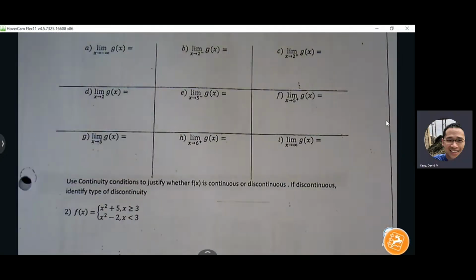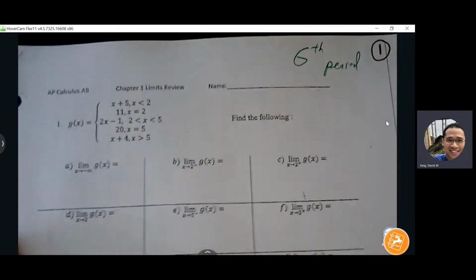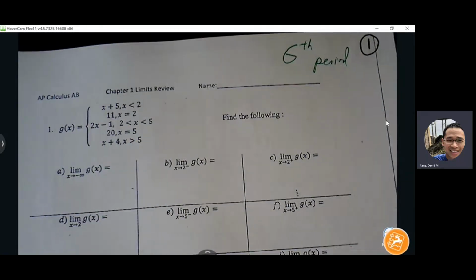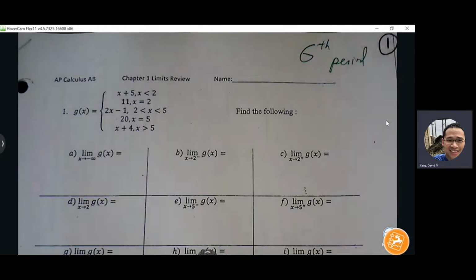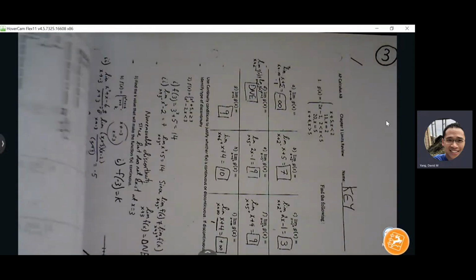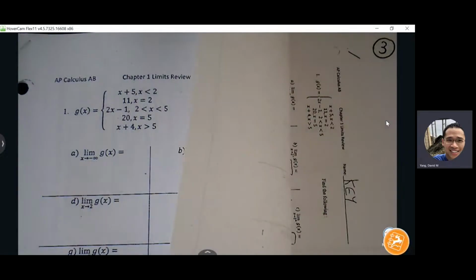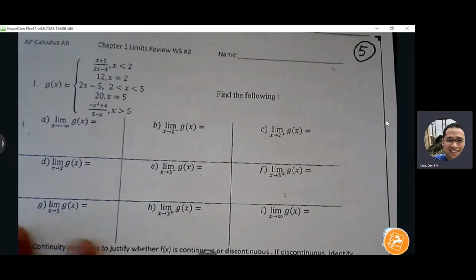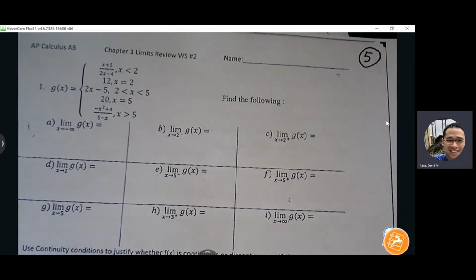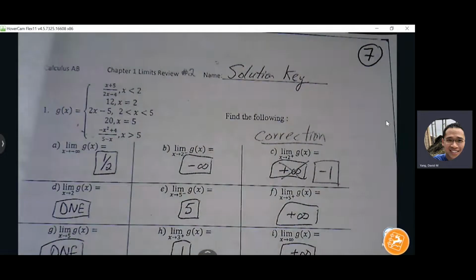I just want to flip through this packet here to show you what we're going to do. I think we'll be able to finish most, if not all, of chapter 1, review worksheet 1, so pages 1 and 2, and then the keys of task 3 and 4. If you want to work ahead, you're welcome to do that. On Monday, we'll do a similar review worksheet. We'll do pages 5 and 6.